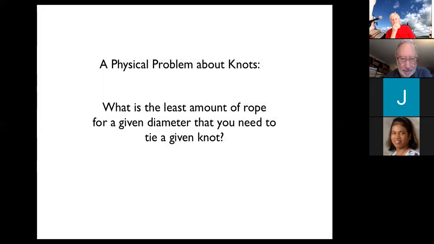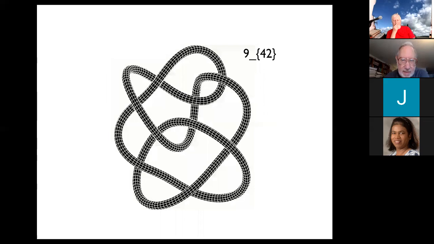And then, as I said, I'm sort of digressing today, or wandering a little bit, before I get down to brass tacks with Alexander's original paper. So a great problem about knots is, what's the least amount of rope for a given diameter that you need to tie a given knot? And it's good for experimenting if you have a rope. What's it going to be like for 942?